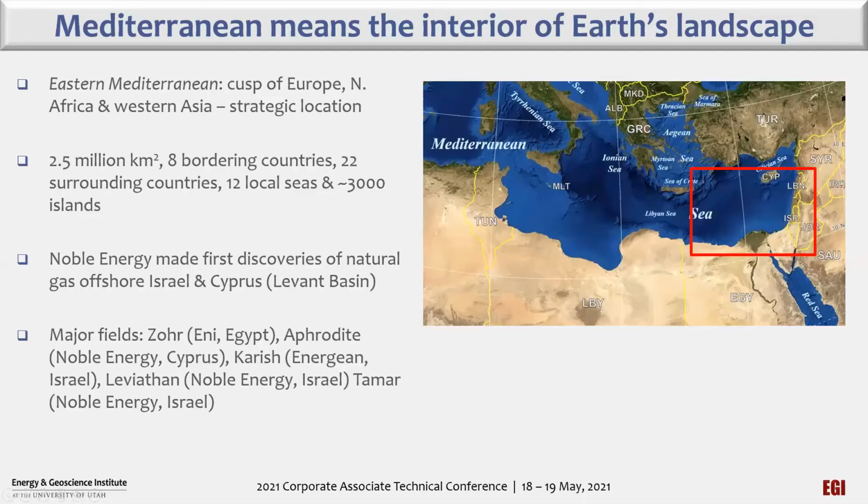Thank you, Dustin. So as an introduction, the Eastern Mediterranean, as you all probably know, has become a global hotspot for energy exploration with a strategic location between Europe, North Africa, and Western Asia, connecting as many as 22 countries. This region offers tremendous opportunities, especially for natural gas. And these opportunities were sparked by discoveries that were first made by Noble Energy in offshore Israel and Cyprus in the Levant Basin. There have been many subsequent discoveries in this region, such as the Zohr discovery, the Aphrodite, the Leviathan, just to name a few.